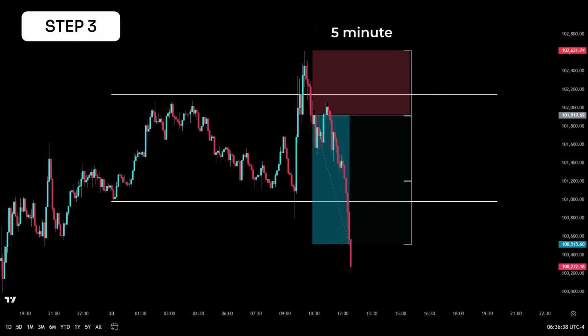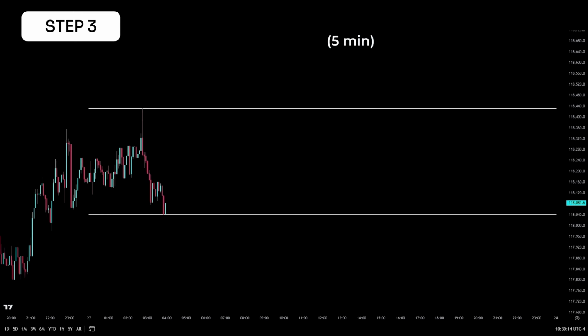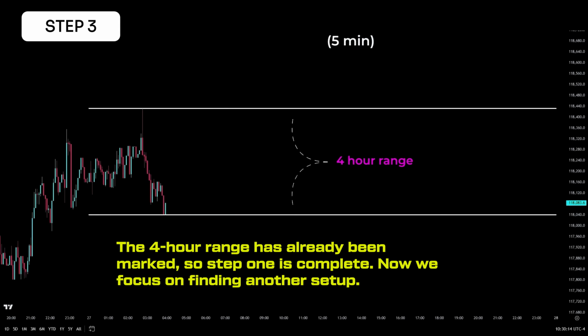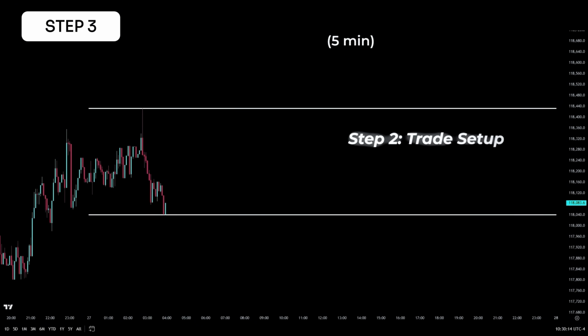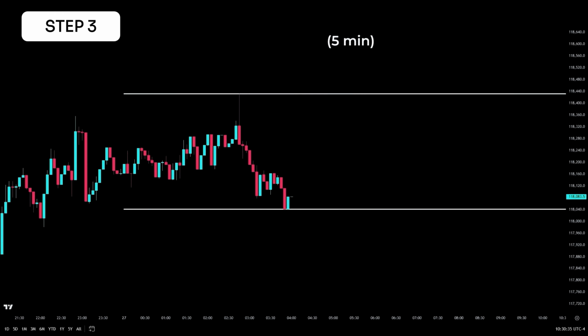In this case, price eventually falls and reaches the profit target. Let's look at another example, this time using Bitcoin on the 5-minute chart. The 4-hour range has already been marked, so step 1 is complete. Now we focus on finding another setup. We can now move to step 2. Look for the trade setup.